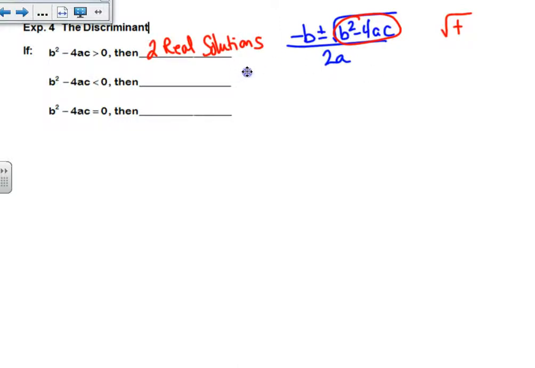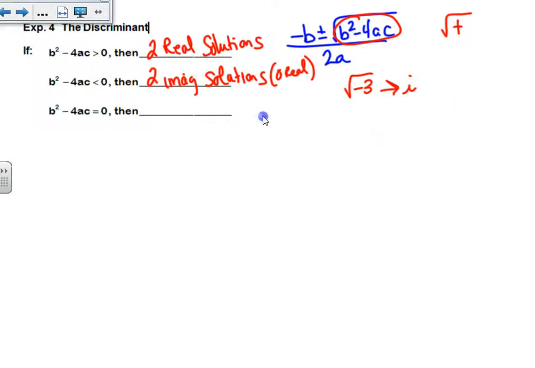Now think of the second case. What if what was under the radical came out to a negative number? So something like a negative 3. Well, that's going to produce i's in your answer, and because it's a number plus and minus some other number with an i in it, this time you're going to get 2 complex or imaginary solutions and no real solutions because everything will be imaginary at that point.